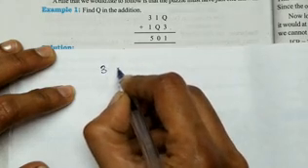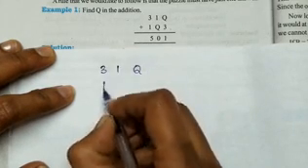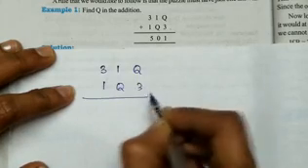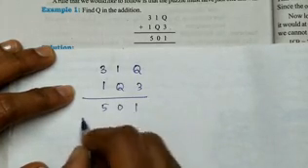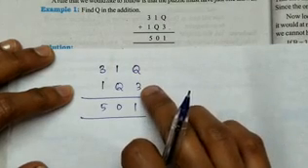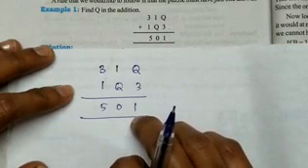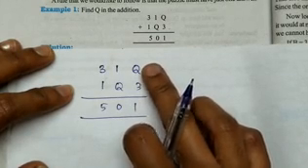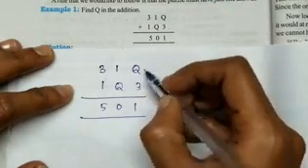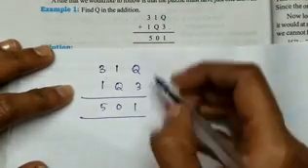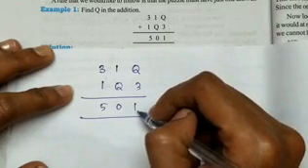How will you find? See here, the numbers are 31Q and 1Q3. The answer is 501, isn't it? Adding the 3 with the Q, we need a number 1 here. So what may be the possibilities here? 3 with which number gives 1? 3 with the 4 gives 7.